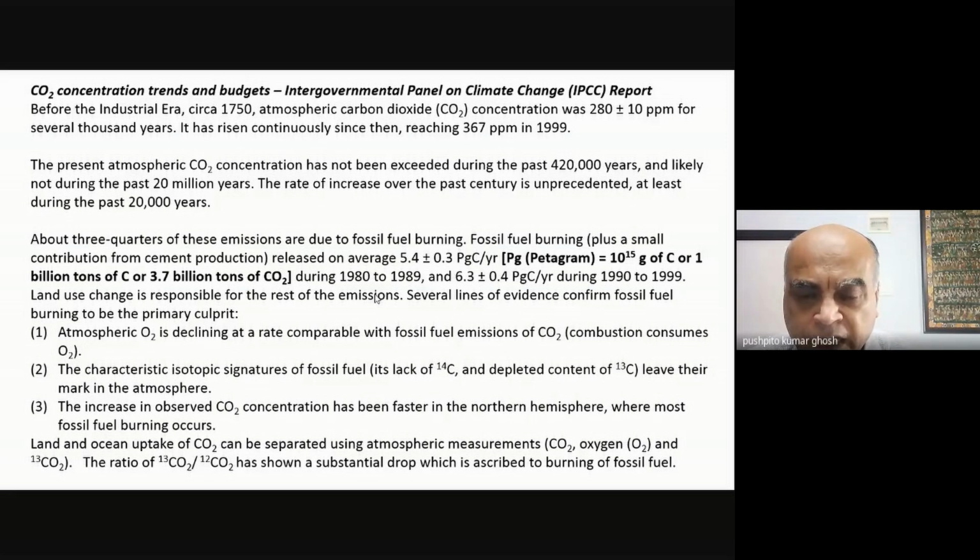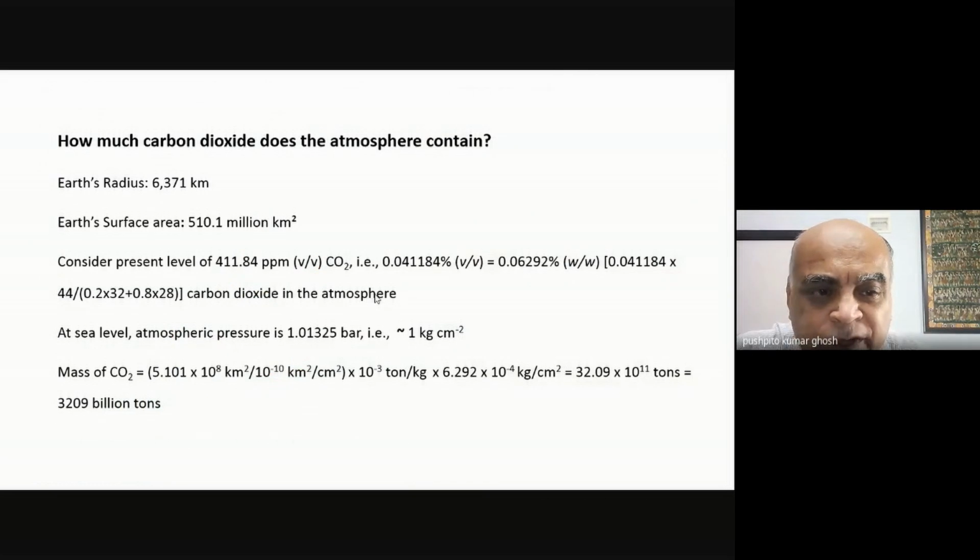Total, isn't it? So 987, which is about 1,000. So you are talking about 1,000 billion tons. And now, if you see this figure, 3209 billion tons, you can see that from 1980, we are talking about roughly 30% has basically come from 1980. You understood?